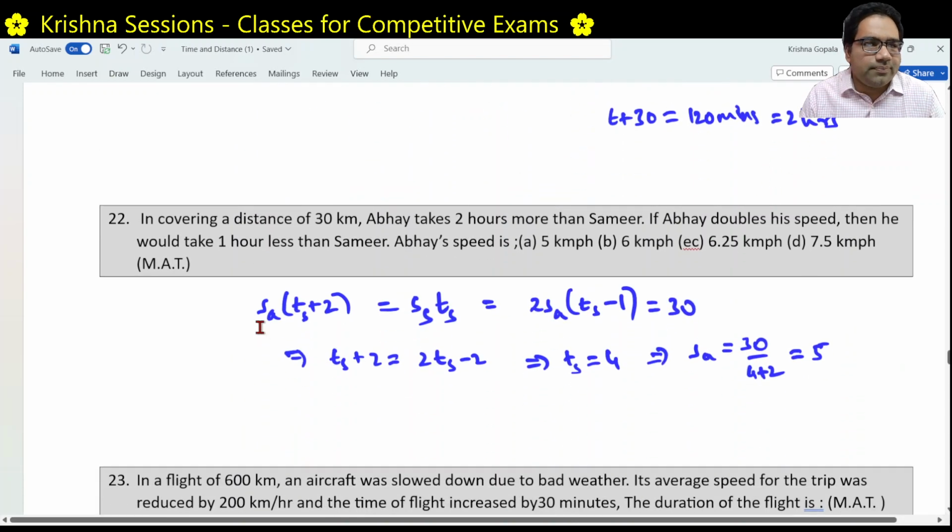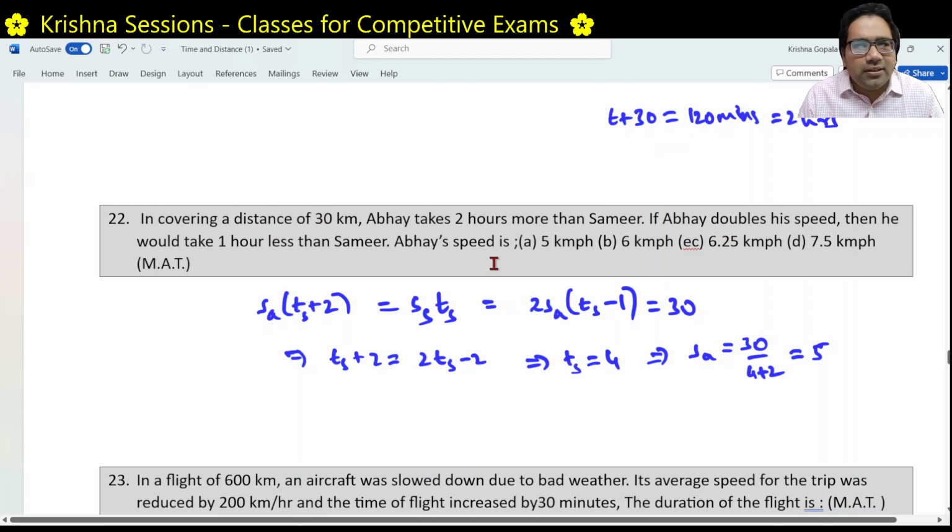Okay, cool. Next one. In covering a distance of 30 kilometers, Abhay takes 2 hours more than Samir. If Abhay doubles his speed, then he would take 1 hour less than Samir. So here also the relation between speeds of Abhay and Samir is given. How is it given? If he doubles the speed, then he would take 1 hour less. The relation between speeds and the combination of the times is given. The distance is common, 30 kilometers only.